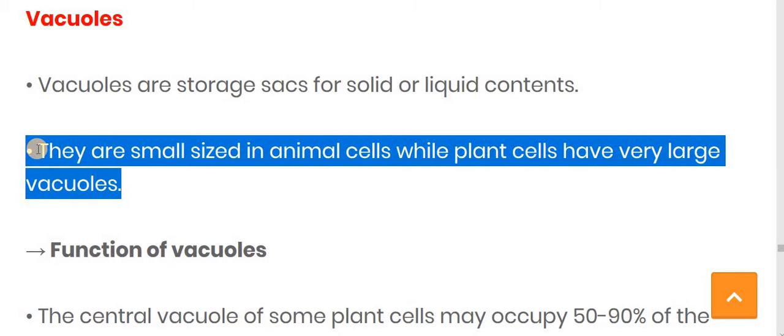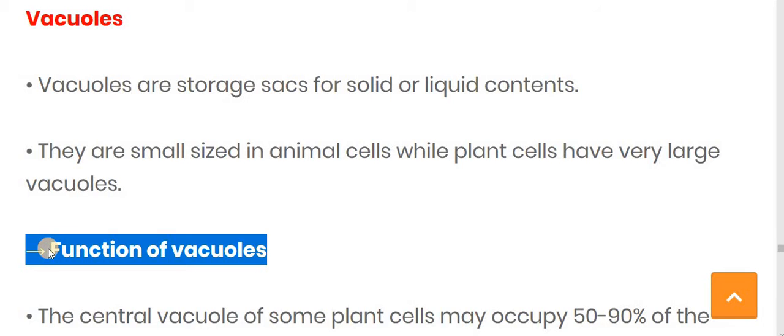They are small in size in animal cells. If we talk about the size in animal cells and plant cells, it is very minute, or very small, in animals, or may even be absent in the animal cell, but in the plant cell it is bigger, or you can say very large in size. Now let's see the function of the vacuoles.